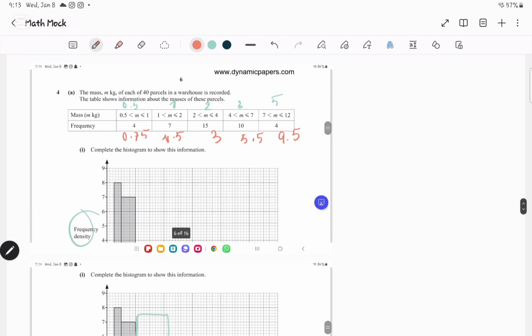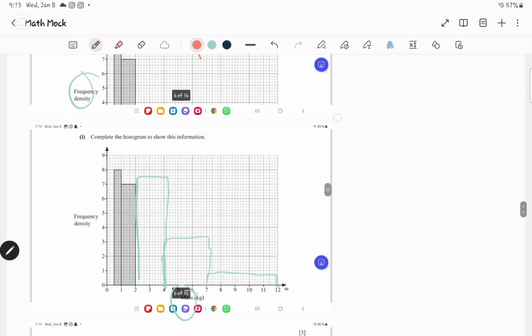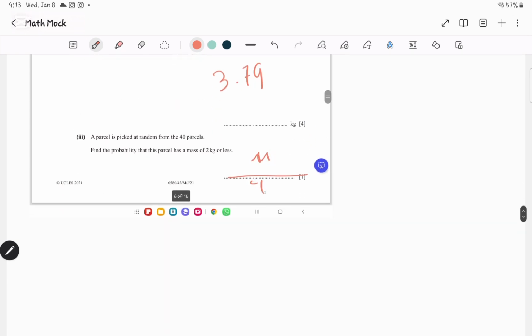2 kg or less is 7 plus 4 probability, which is 11, out of the total probability, which is 40. So our answer for this one is 11 over 40.